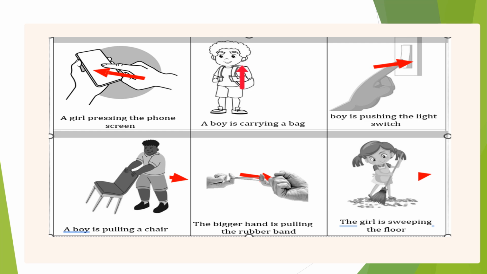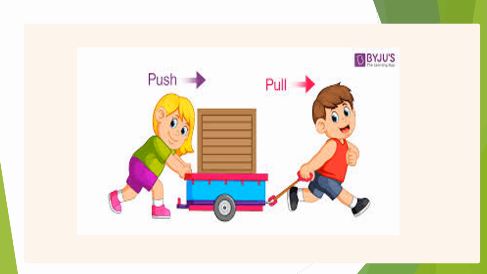A pushing force is represented by an arrow pointing away from the source of the force, starting at the point where the force is applied on the object. Example, a girl pressing the phone, a boy pushing the light switch. Now, a pulling force is represented by an arrow pointing toward the source of the force, starting at the point where the force is applied on the object. Example, a boy is pulling a chair, the bigger hand is pulling the rubber band, the girl is sweeping the floor. So remember, when you push an object, the arrow points away from you and forward. If you pull an object, the arrow points toward you and backward.